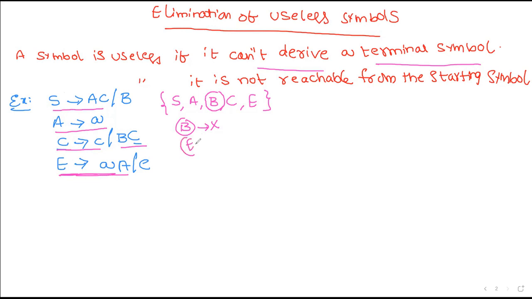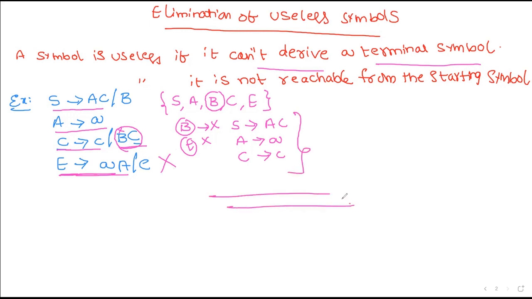So E is also eliminated. Now, what is the grammar? The grammar is simply S tends to AC, A tends to small a, C tends to small c. Observe, you are eliminating B only. A single symbol is not eliminated if it is in combination with others; it is completely eliminated. Suppose B is combined with C, simply deletion of B is not possible. You have to delete the entire BC, and this production is completely eliminated. This is the final answer.